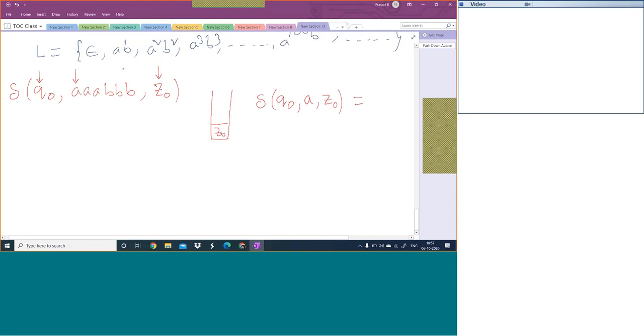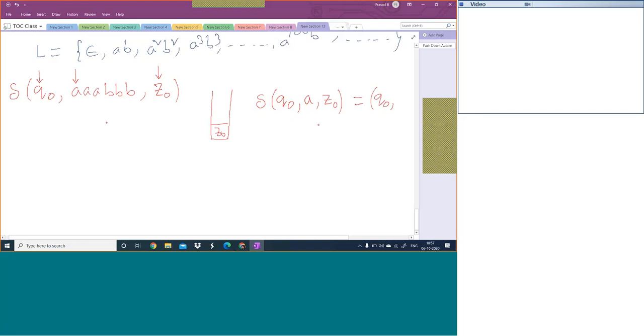Guys, what shall I do? What is the logic here? As long as A comes in the input string, as per the logic, we have to push that A into the stack. So when Q0, A, Z0, I don't change the state. I didn't find any reason to change the state. Unnecessarily don't change the state without reason.